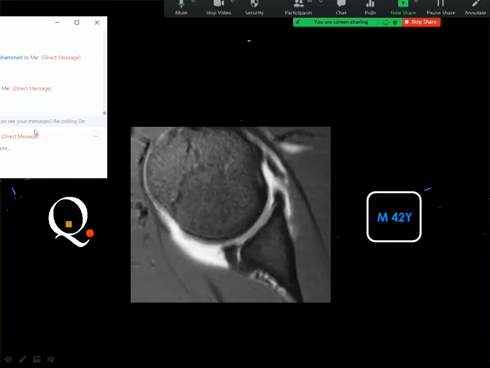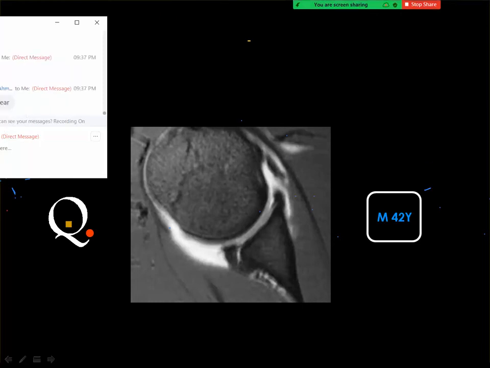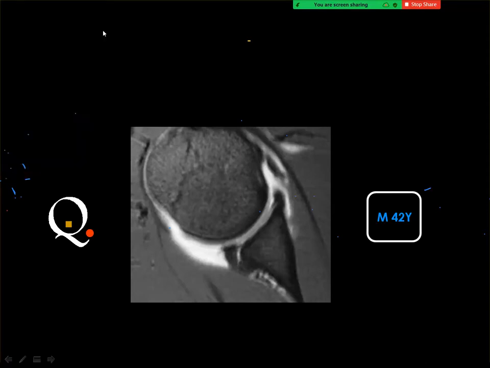And the answer came to me, SLAP or superior labral tear. Other possibilities. And this is actually an axial image. Yes, this is the reverse Bankart. This is the right answer.